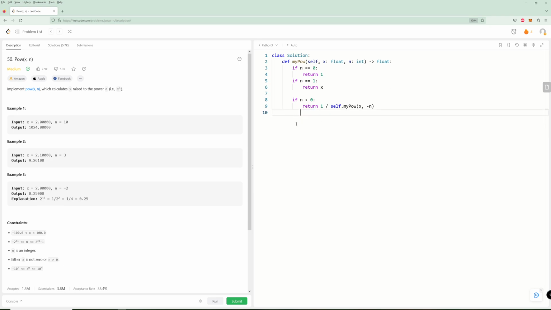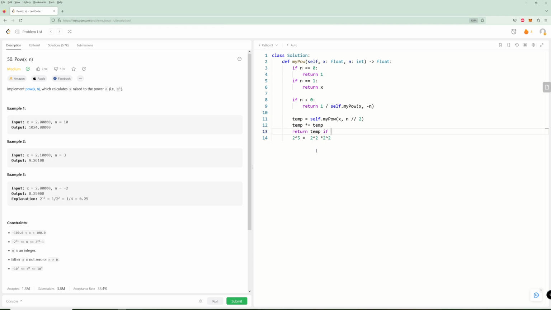Okay. Now for our other case, we're going to have temp equals self.myPow(x, n // 2), right? We're taking the power, dividing by 2. And then we are going to say, let's just say temp equals temp times temp. So like if we had 2 to the 5, we would calculate 2 squared here, store that in temp, have temp multiplied by itself, so we get 2 squared times 2 squared, and now our temp would be 2 to the 4th. And so finally we need to do one more thing, right?